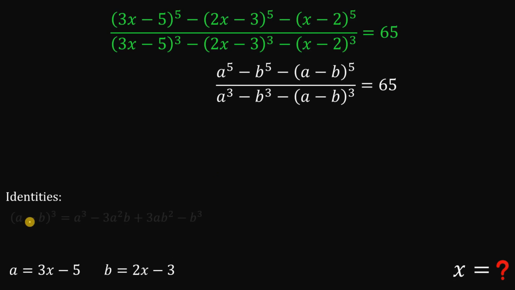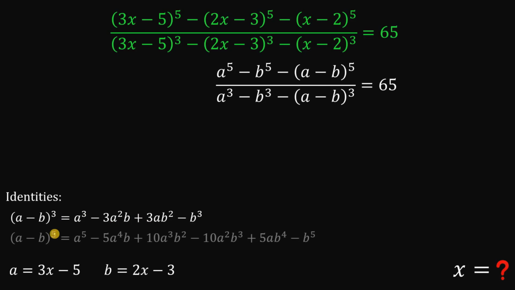Now, to continue with our solution, we are going to use some identities. One identity is a minus b raised to the power of 3. We can expand this by multiplying a minus b three times, or we can use Pascal's triangle to expand a minus b raised to the power of 3. So we get a cubed minus 3a squared b plus 3ab squared minus b cubed. We also have the identity for a minus b raised to the fifth power: a raised to the fifth power minus 5a to the fourth b plus 10a cubed b squared minus 10a squared b cubed plus 5ab to the fourth power minus b raised to the fifth power.